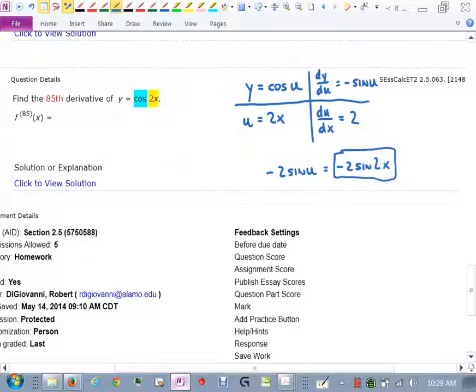We want the 85th derivative, but that's ridiculous, because if we do this again, we're going to have to do it another 84 times. So what we want to do is try and see that there's a pattern.